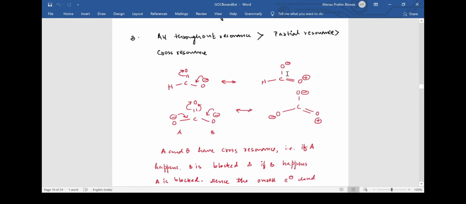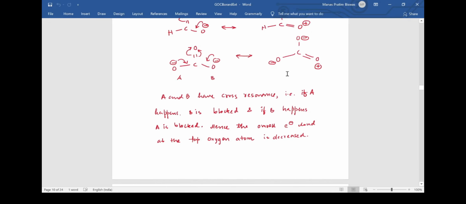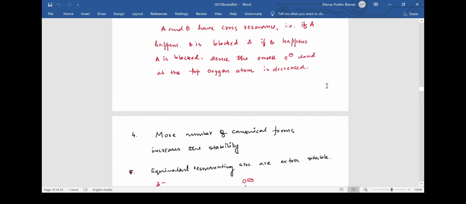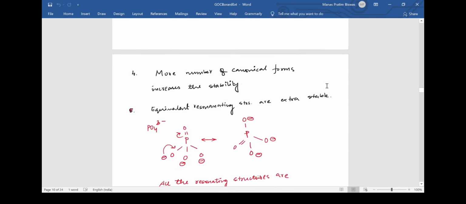But in partial resonance, some atom or a subset of the whole molecule is taking part in resonance, that is partial resonance. So it's quite obvious that the more the number of atoms taking part in resonance, the more the number of sites where the electrons can move, and hence the more the dispersion and the more the stability. So it is obvious that all throughout resonance will be more stable than partial resonance.